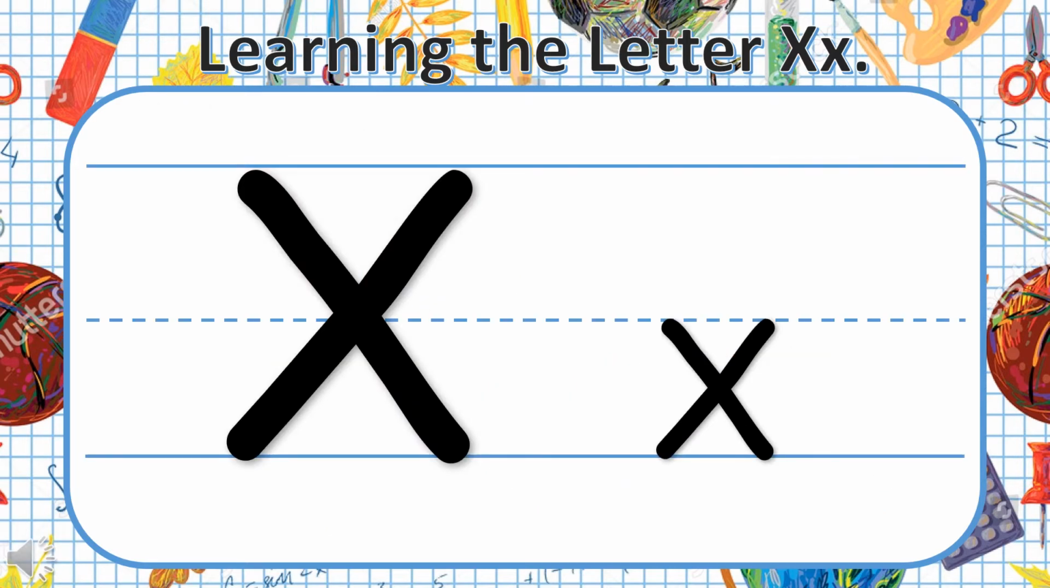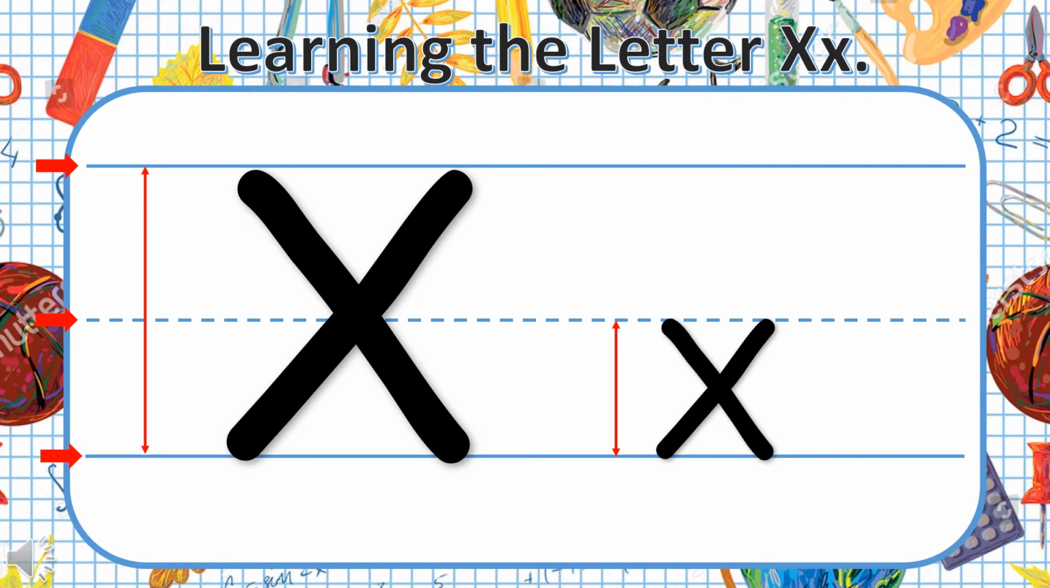Now let's learn how to write the letter X. Now if you can see, I've already started with our magic line. We have our top line, middle line, and bottom line. And remember, your uppercase letters, the big letters, they are going to touch the top line and the bottom line. And your lowercase letters, the baby letters, are going to mostly work from the middle line down to the bottom line. Some of them will touch the top line, but that's not the case with letter X.